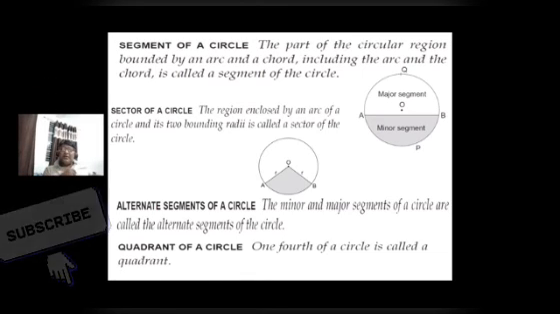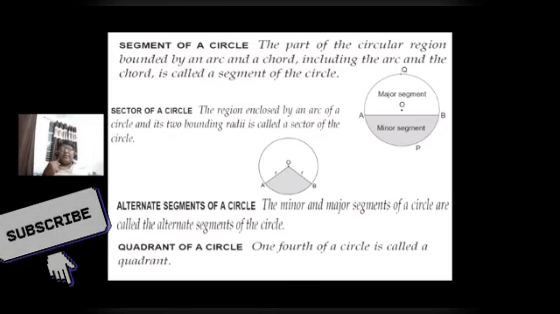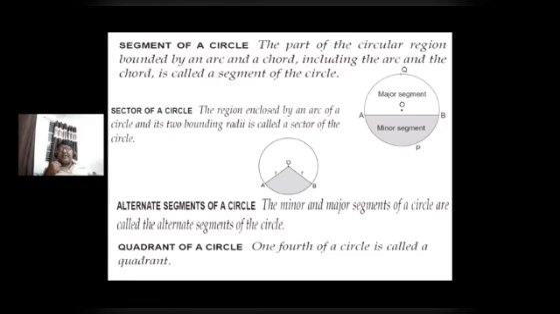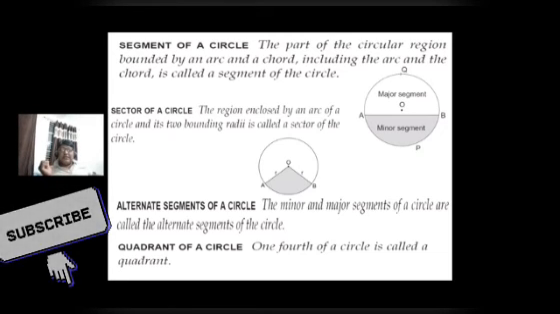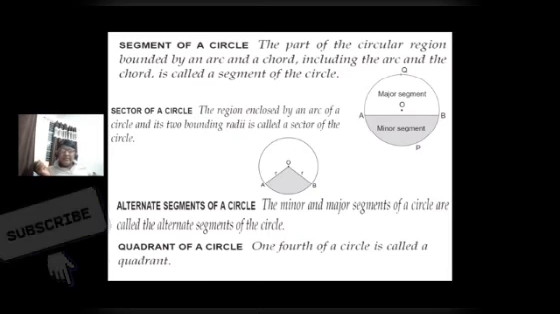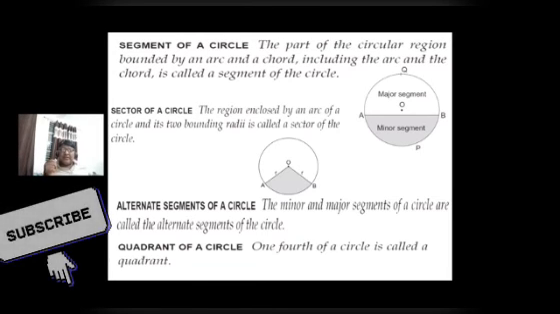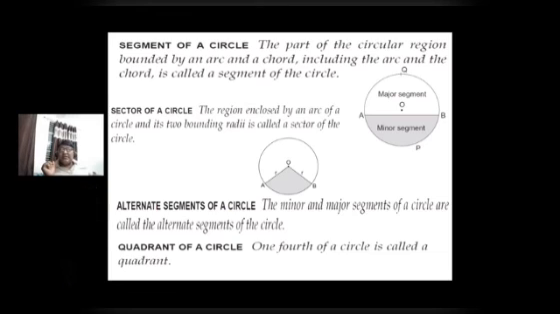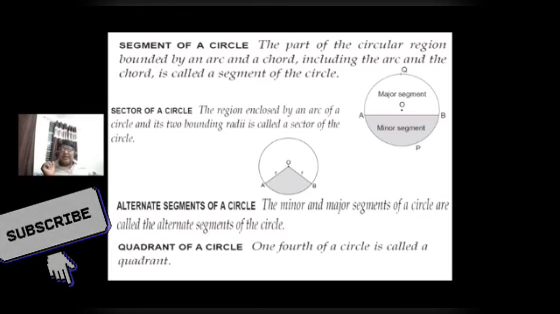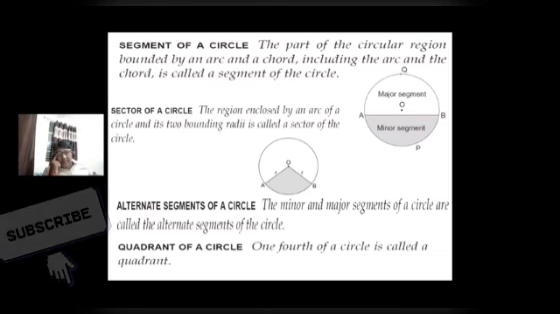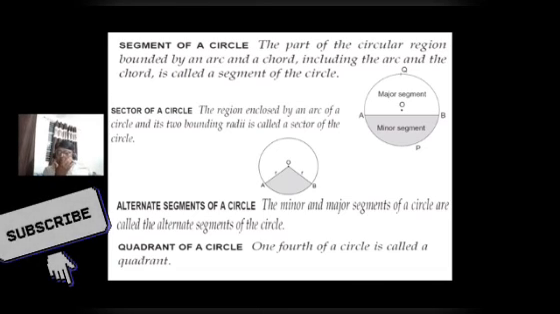And the last one is quadrant of a circle. One fourth of a circle is called a quadrant of the circle, or whenever you draw two diameters perpendicular to each other, the circle is divided into four equal parts, and each part is called a quadrant of the circle.